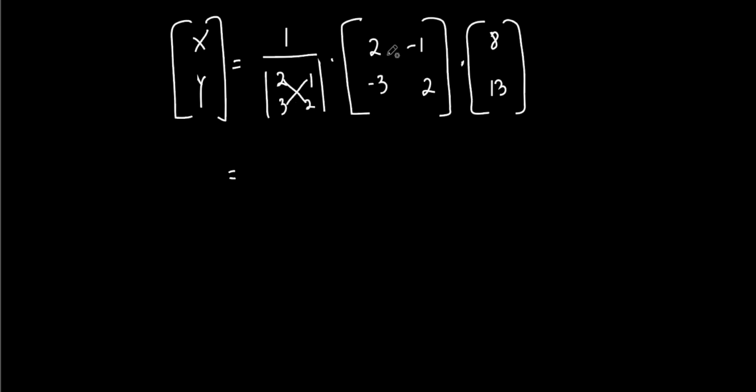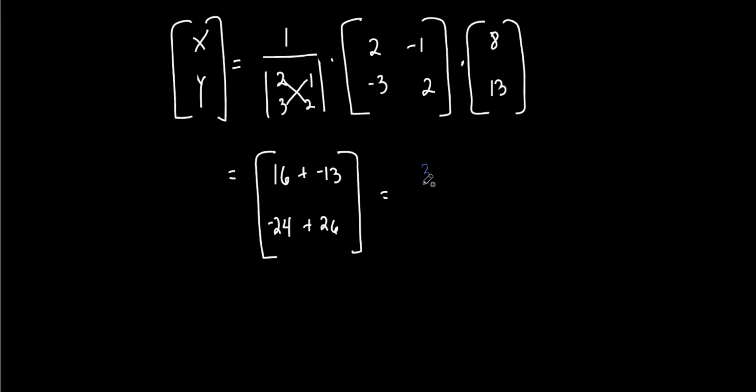So really, what do we end up doing? Just multiplying those together, all right? So let's do that. 2 times 8 is 16 plus -1 times 13, which is -13. Yes? And then do the second row. -3 times 8 is -24. And then 2 times 13 is plus 26. That gives you 3 on the top, 2 on the bottom.